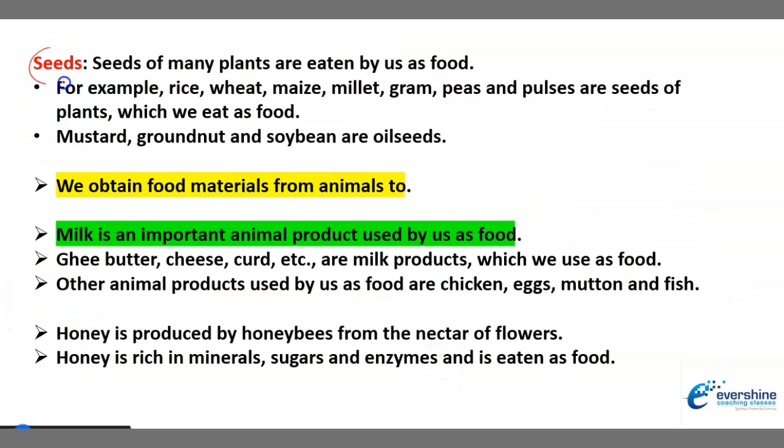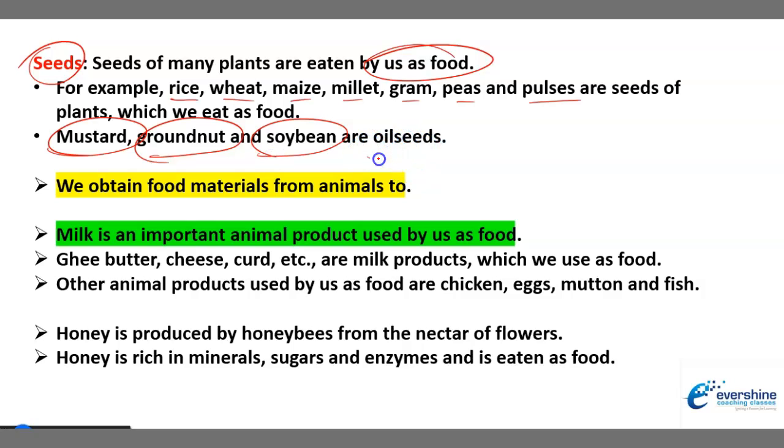Now, come back to seeds. Seeds of many plants are eaten by us as food. For example, you can see rice, wheat, maize, millet, gram, peas, pulses. These are all seeds of plants which we eat as food. Next, mustard, groundnut, soybean. These are all oil seeds.